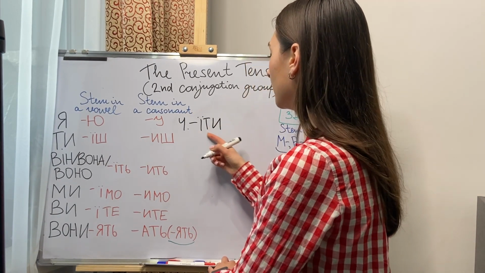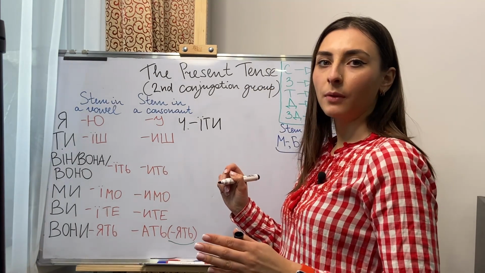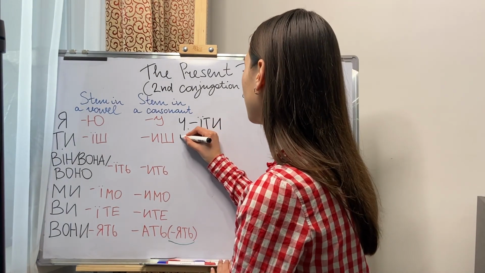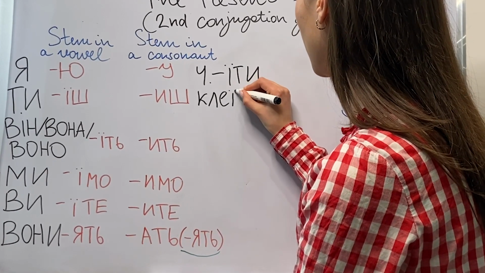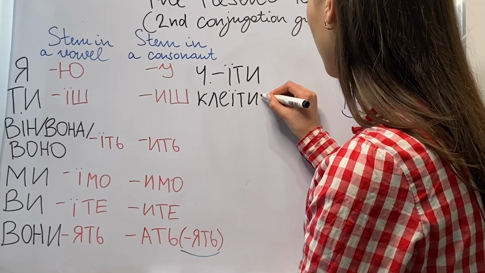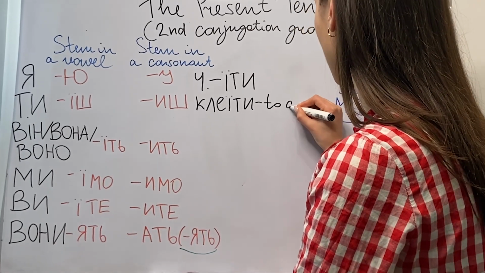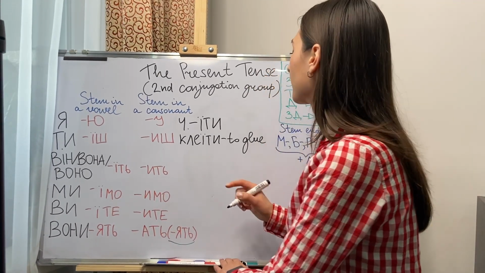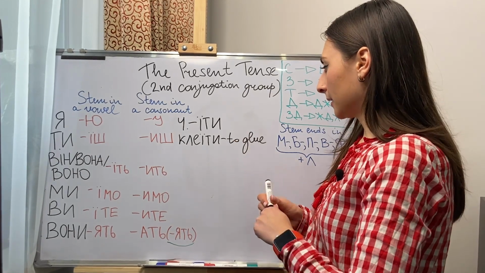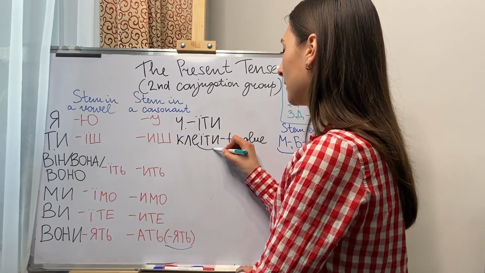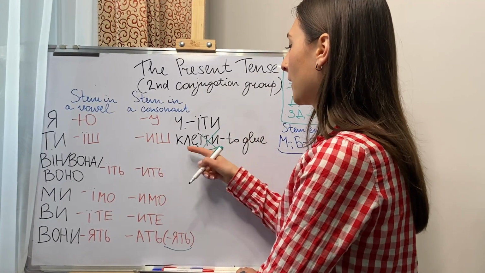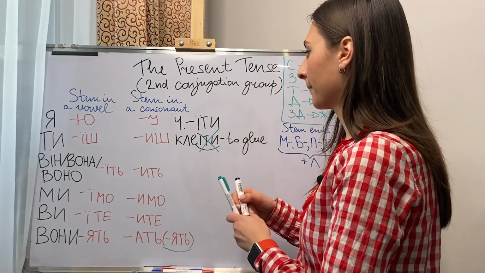Yiti. So for example, the verb клеїти means to glue. So we have to highlight the ending їти. We drop it. We have the stem кле.